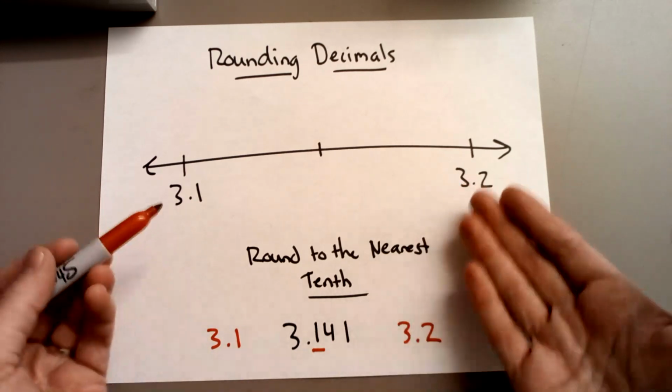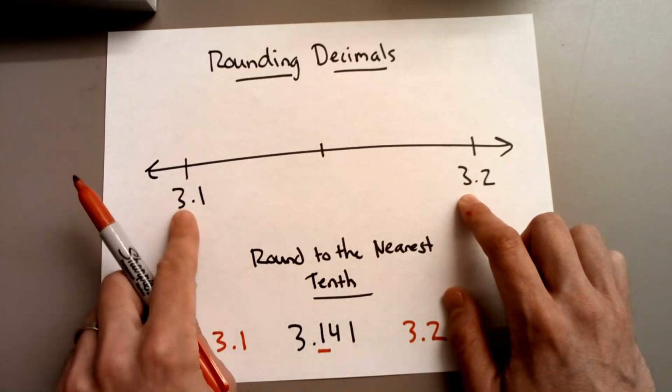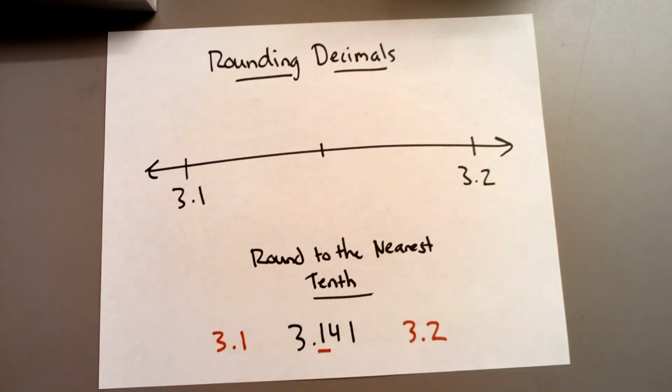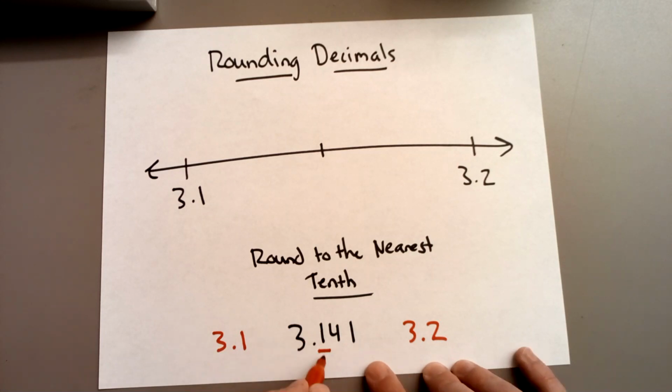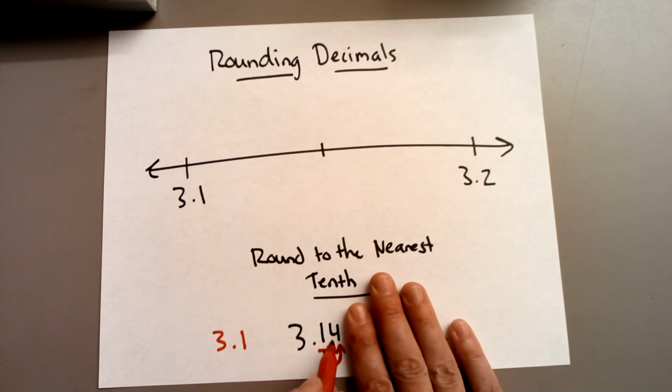So I like to show this on a number line here. If I'm rounding, I need to figure out where this number fits on this number line between 3 and 1/10 and 3 and 2/10. Now, in order to do that, there's only one digit in this number that I care about. It's the digit directly behind the place value I'm rounding to, that 4. None of the other decimal places even matter. So if I had a bunch of numbers behind here, it doesn't even matter. The only number that matters is this digit behind the place value I'm rounding to.